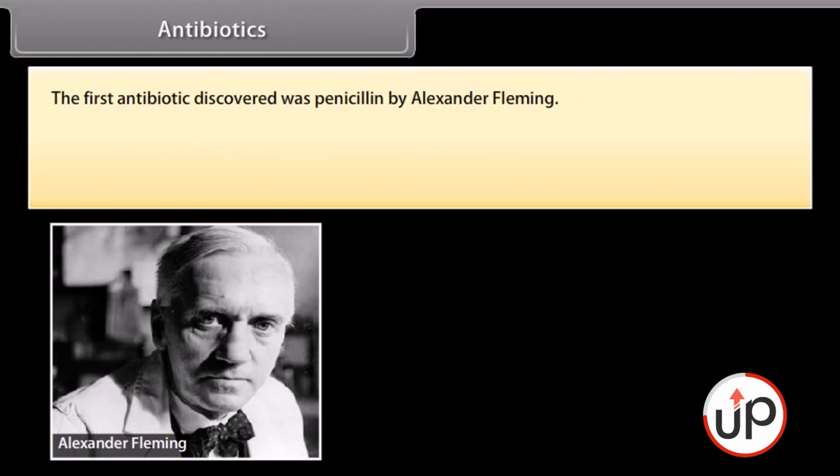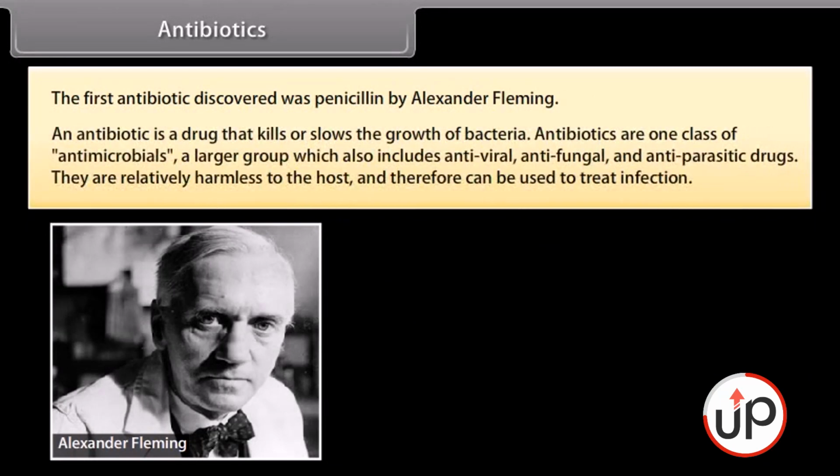Antibiotics. The first antibiotic discovered was penicillin, by Alexander Fleming. An antibiotic is a drug that kills or slows down the growth of bacteria. Antibiotics are one class of antimicrobials, a larger group which also includes antiviral, antifungal, and antiparasitic drugs. They are relatively harmless to the host and therefore can be used to treat infection.